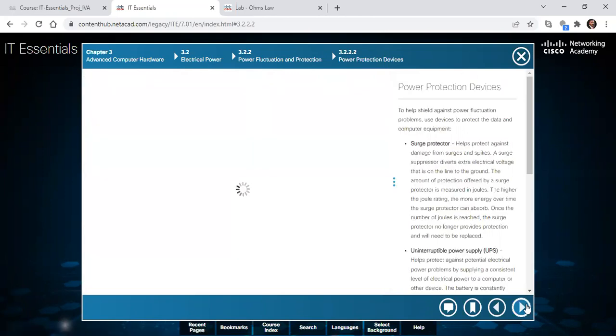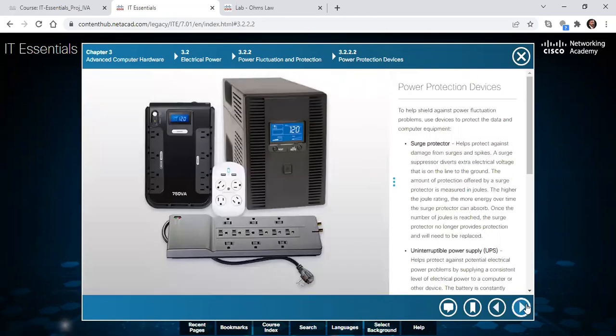So we're going to talk about power protection devices. So what are the power protection devices? When you're buying a computer system, you must be able to buy surge protectors. It's very important. You don't give a quotation to assemble a computer without putting in a power surge protector, or power protection devices. Okay, so we're looking at some of them now.